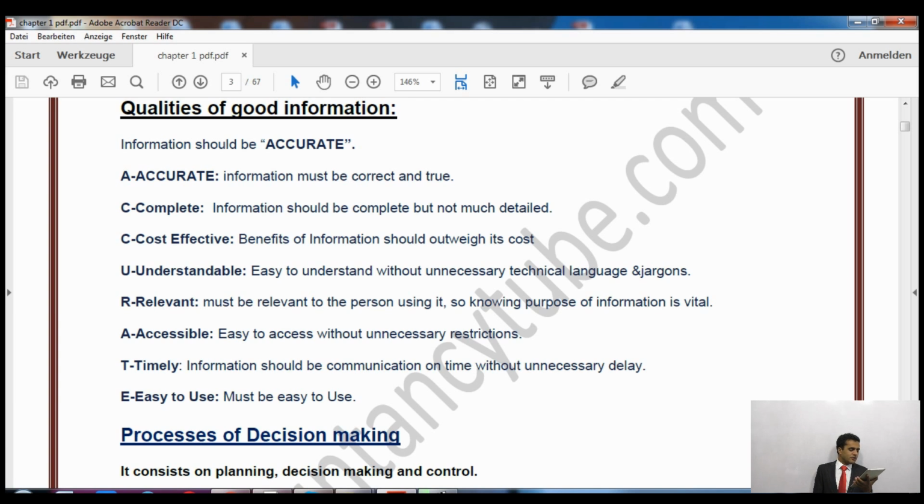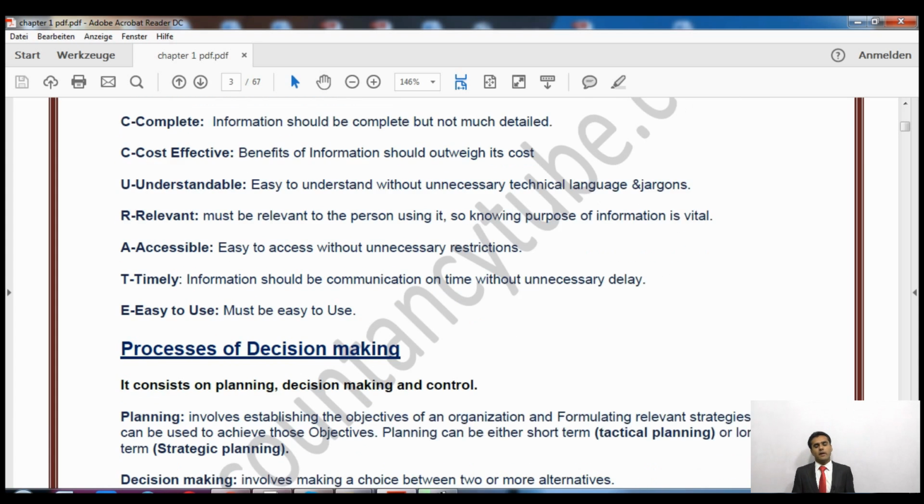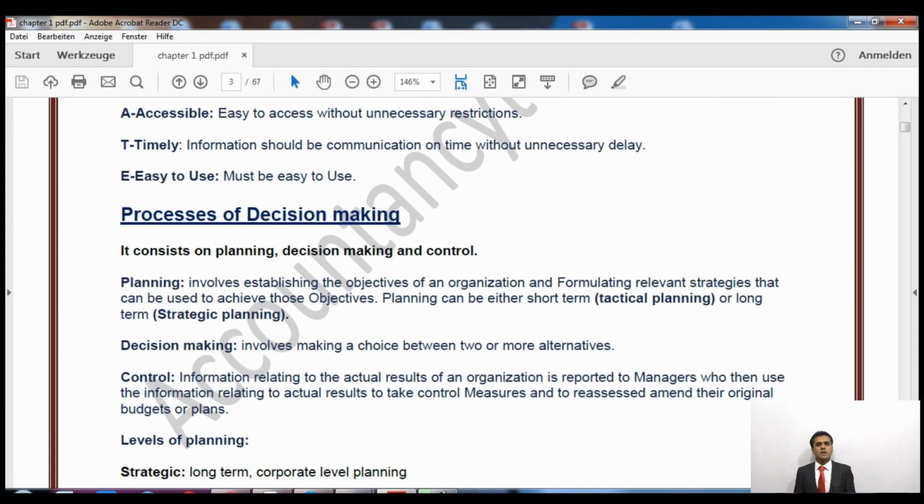Then it says accessible. It should be easy to access without any restrictions. Now, restrictions are very good as well at times. If you have, for example, protected information with a password, that is good, because otherwise an unauthorized person may use it. However, if you're sending it through a secure email to your manager, and you know that only your manager will read it, then it is meaningless to secure it with a password when you know your manager is going to receive it.